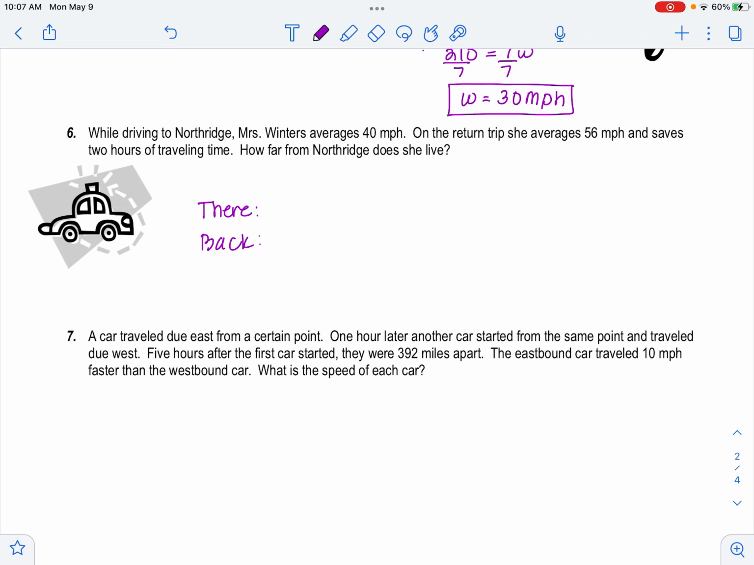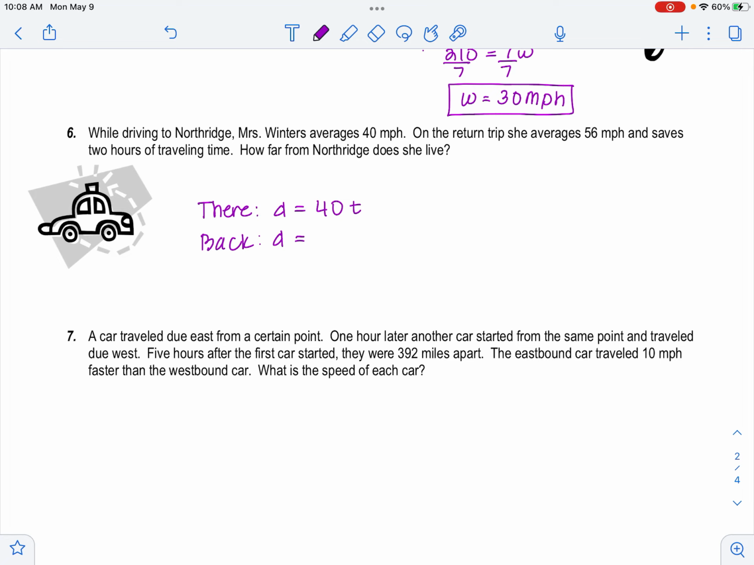All right, so she obviously is going faster one way than the other way. Okay, so that means her time is going to be shortened. So let's talk about the way there. So we're going to say the distance is equal to, and the distance is equal to for this one because it's the same distance, right? For while driving to Northridge, she averages 40 miles per hour. So that's her rate on the way there. And we don't know the time that it's taking, but let's just say that it's going to take her T time. Okay, and if we want to switch the next one to having T, that's fine.